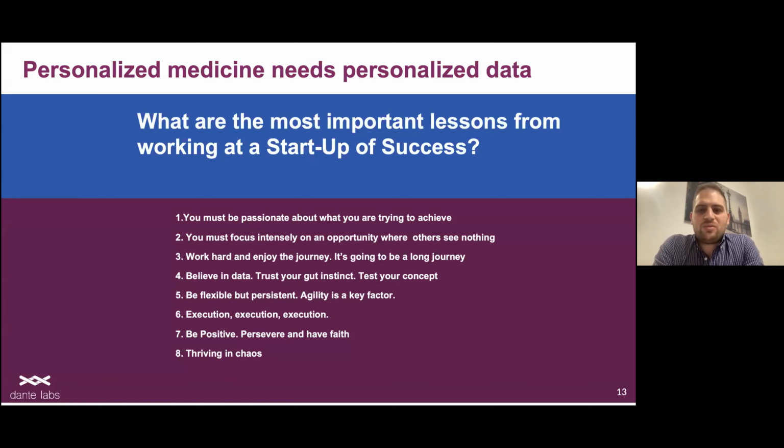What are the most important lessons from working at a startup of success? There are many lessons and there are many scars. Here is a list of main learnings I want to share with you today. Number one, you must be passionate about what you're trying to achieve. Passion is the key. Hard times are there, good times are there. If you have passion, you will always keep your efforts towards your vision. You must focus intensely on the opportunity where others see nothing.